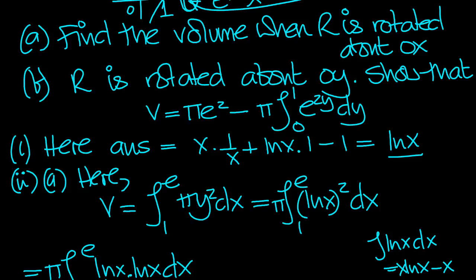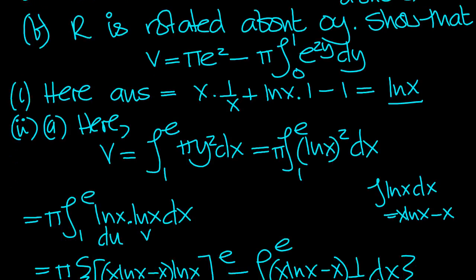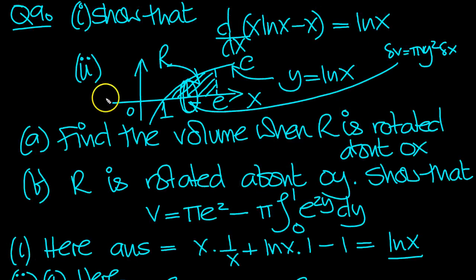So find the volume when R is rotated about OX. R is rotated about OY. Show that the volume is this. Let's have a look at that then. We now want to spin these slices around here. So we're going to generate a cylinder like this, aren't we? Should have been horizontally drawn, of course.